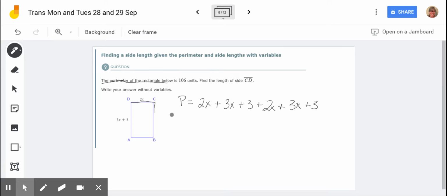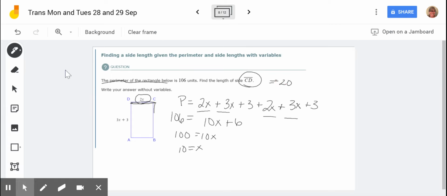So let me do that. 106 equals, and then add your x's. 2 plus 3 is 5, plus 2 plus 3 is 10, and 3 plus 3 is 6. And then subtract, and you get 100 equals 10x. So x is equal to 10. Now we know x, it asks you to find the length of side CD. Well, CD is right here, and it says twice x. Well, x is 10. So CD equals 20.